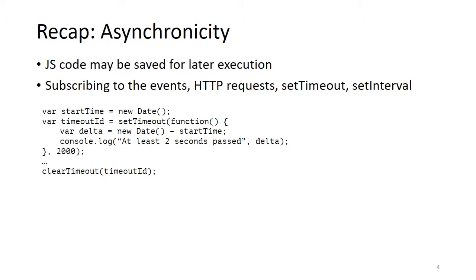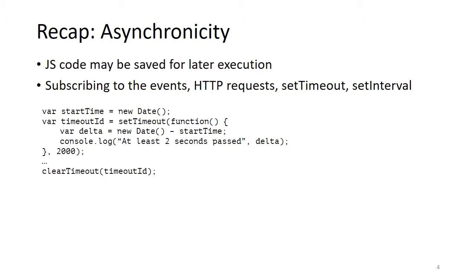Okay, and then we spent a lot of time talking about asynchronicity in JavaScript. Basically, this means that code may be executed in a different way than you specified in your code. So, for example, here I save the time when this line was executed by just creating a special JavaScript date object. It simply holds the current time.